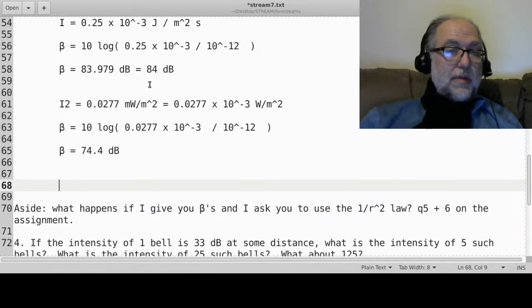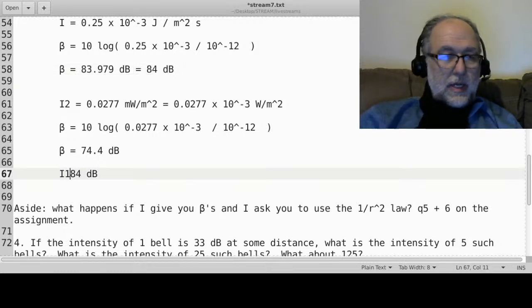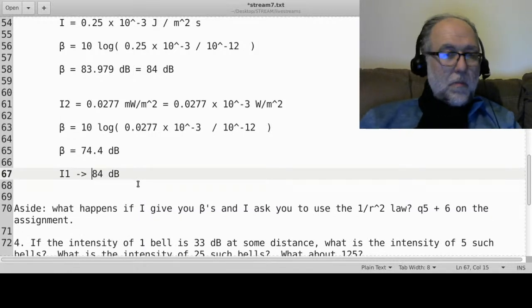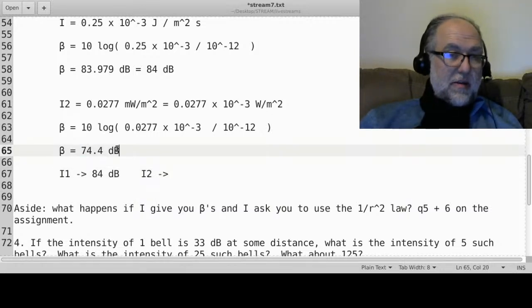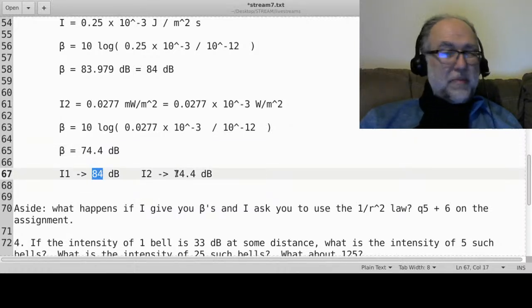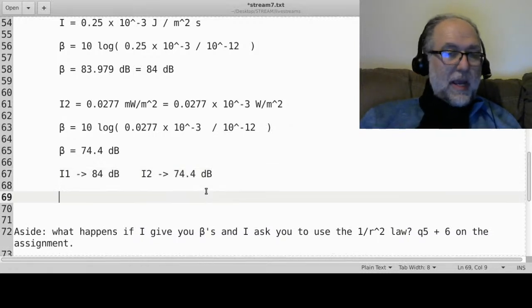Now, that answers the question, but let's compare them. That's like your I1. It's not equal to that, but that gave rise to 84 decibels. And I2, which you expect to be 1/9, turned out to be 74.4 decibels. You could see already that if you take 84 and divide it by 9, you're not going to get 74.4. So that's why direct arithmetic doesn't work with beta.